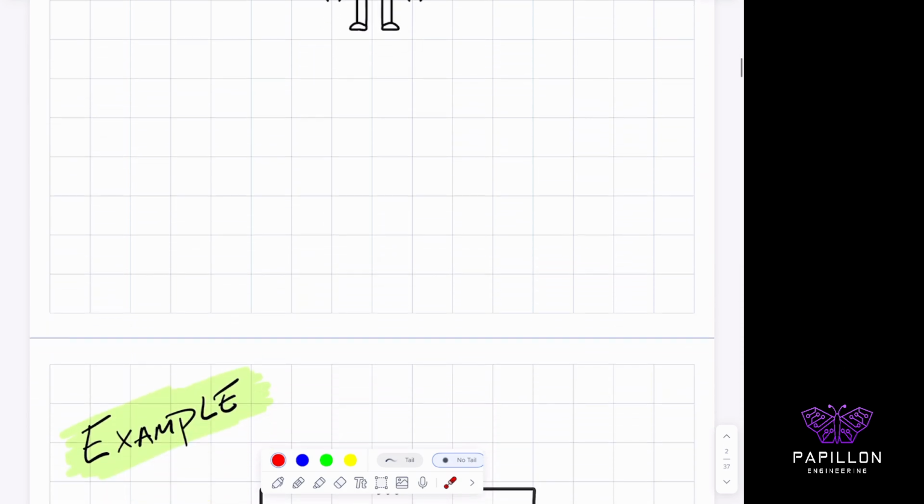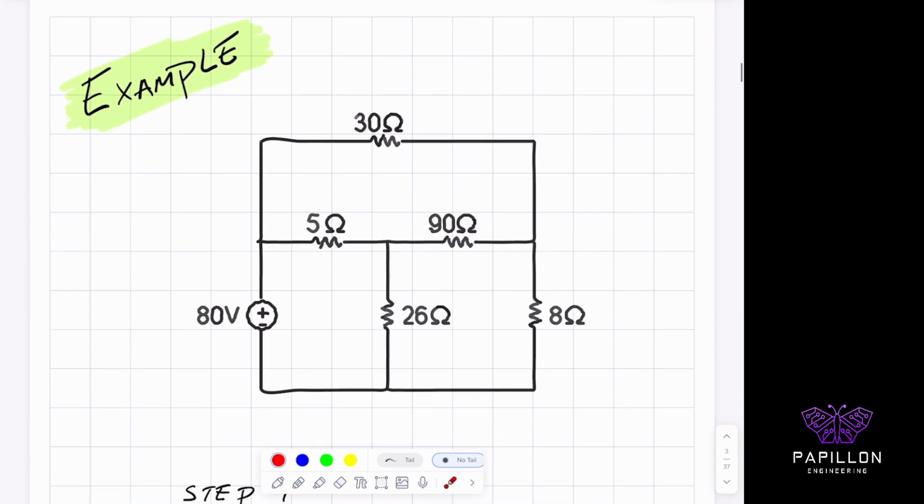Okay, that was funny. All right, so here's our example, so we can certainly get started with that.